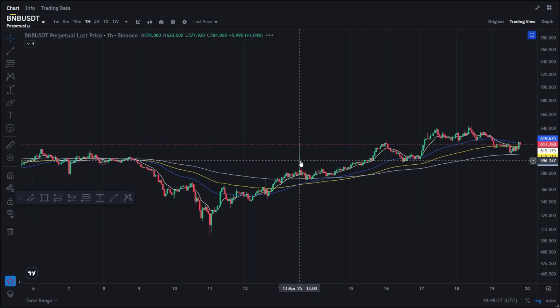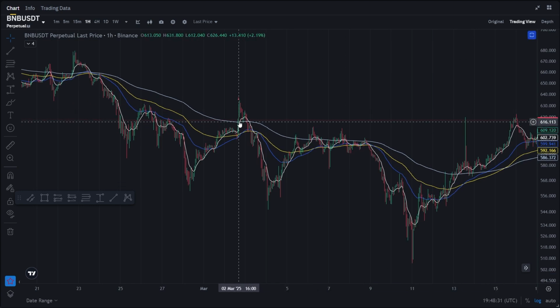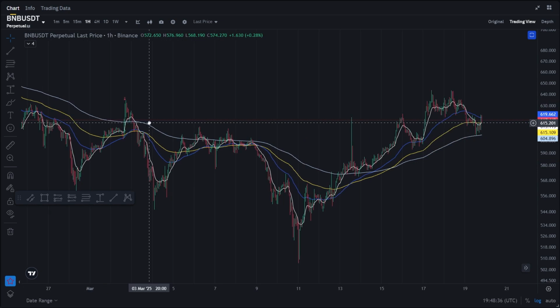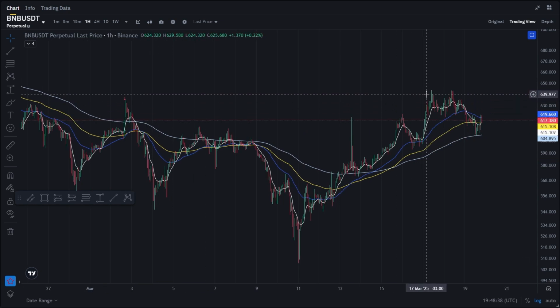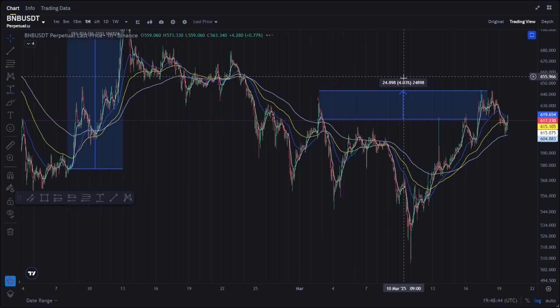Let's see it in 1 hour chart. So here is my 6:16. So could have been better.